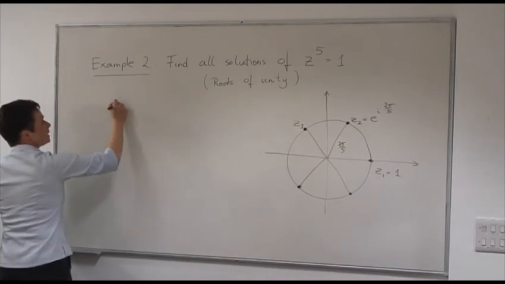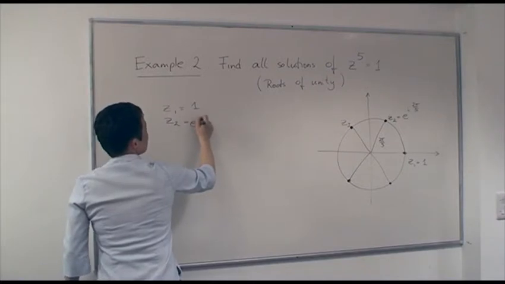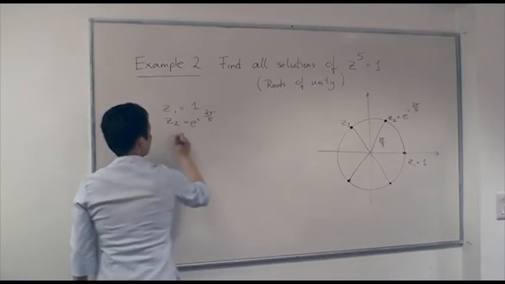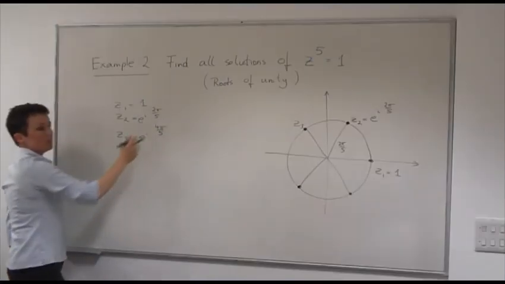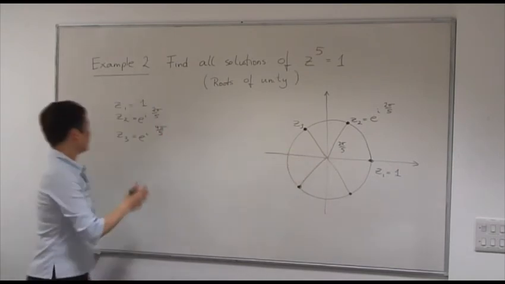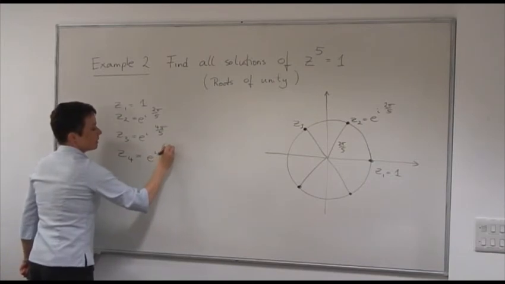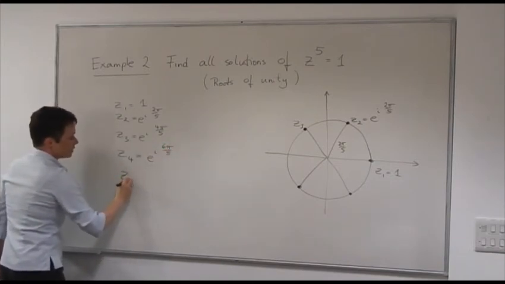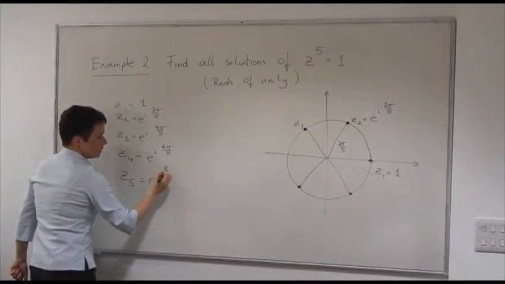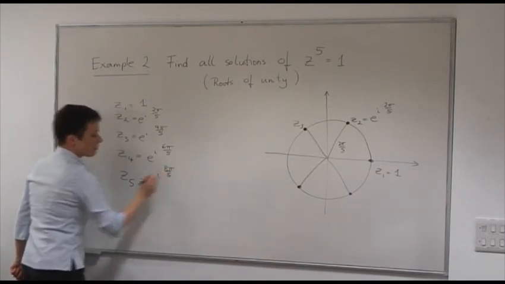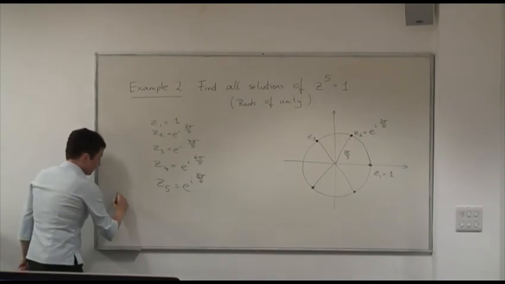So now I can easily list them. So z1 is equal to 1, z2 is equal to e to the i 2 pi over 5, z3 is e to the i 4 pi over 5. So each time I just add on the angle 2 pi over 5. z4 equals e to the i 6 pi over 5. And the last one, there are 5 solutions, which I expect to get in this case, is e to the i 8 pi over 5.